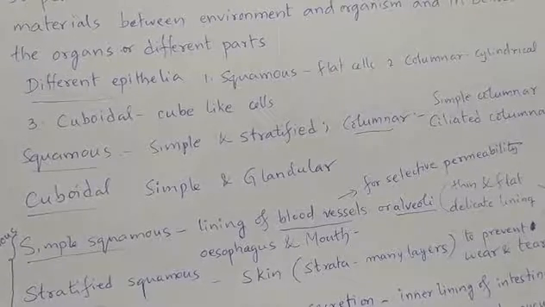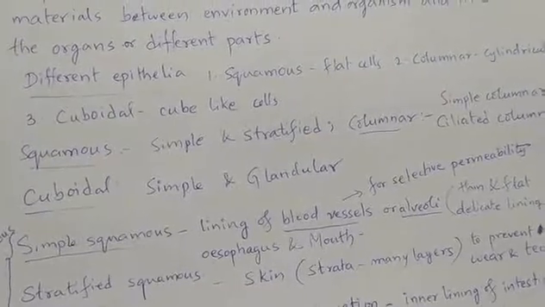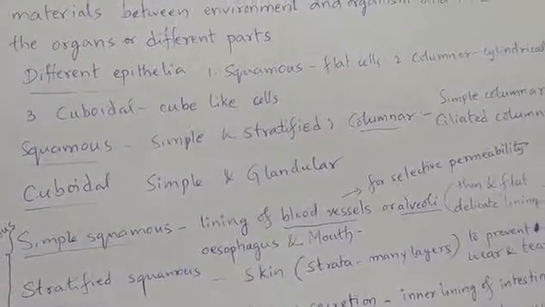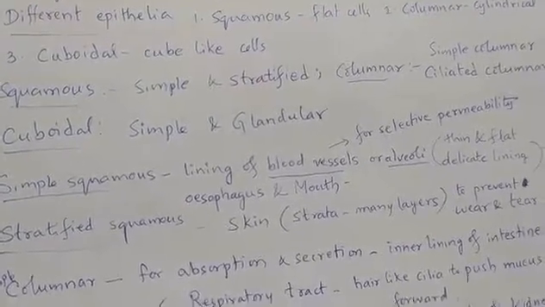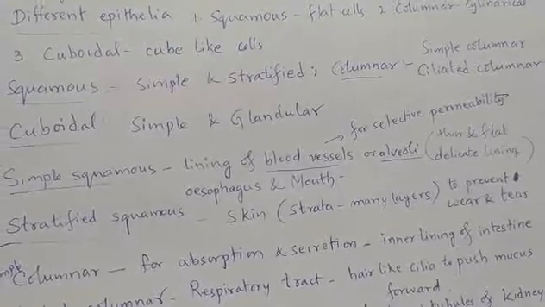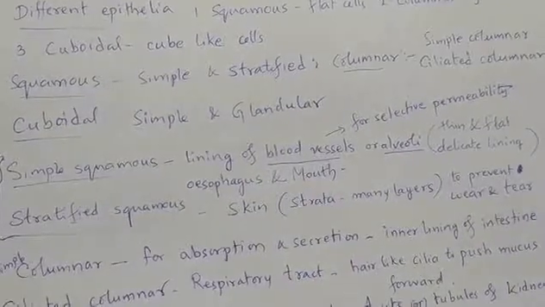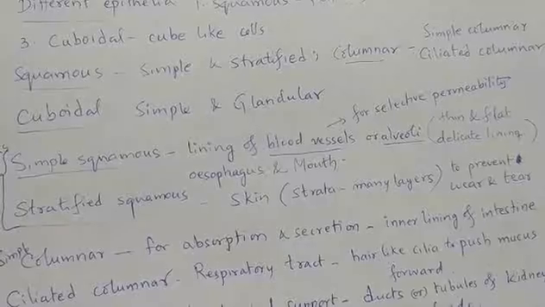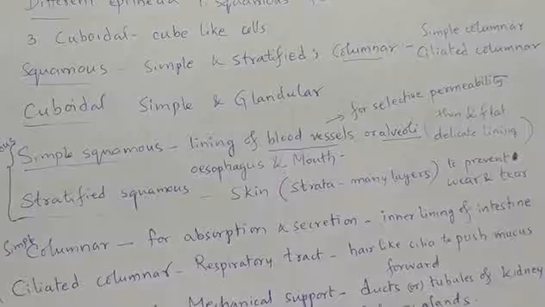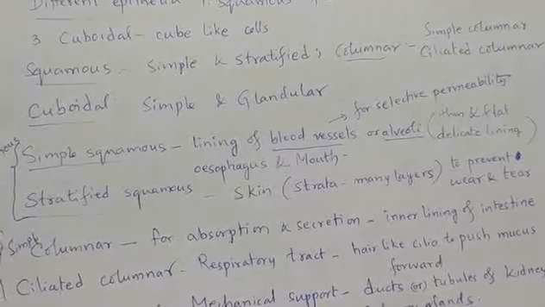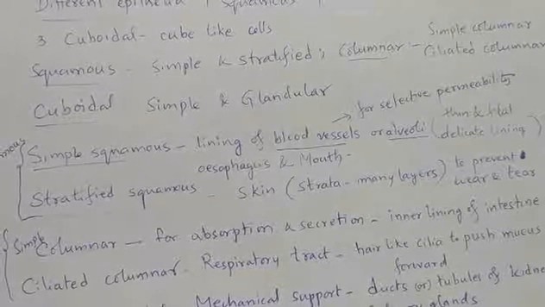Coming to first, squamous. The squamous epithelial tissue is of again 2 types: simple squamous epithelial tissue and stratified squamous epithelial tissue. The columnar epithelial tissue is of again 2 types: simple columnar epithelial tissue and ciliated columnar epithelial tissue. The cuboidal epithelial tissue is also of 2 types: simple cuboidal epithelial tissue and glandular epithelial tissue.